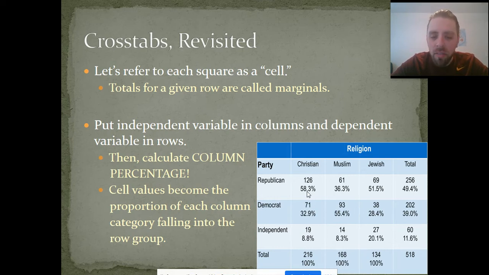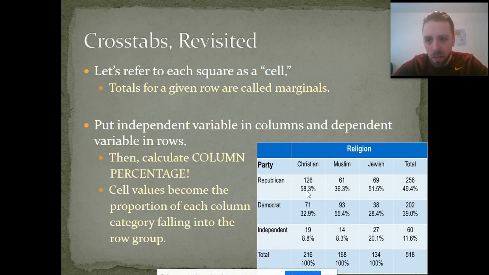Now, the cell value, as I've been going through here, becomes the proportion of each column, right? The proportion of Christians falling into the row group category. For the first cell, that would be Republican. Make sense so far? All right, this is our real data. This is the data that we are going to be testing. Is there a relationship? I can eyeball this and see that it looks like there's a greater proportion of Christians that are Republican than Muslims, and also Jews as well.